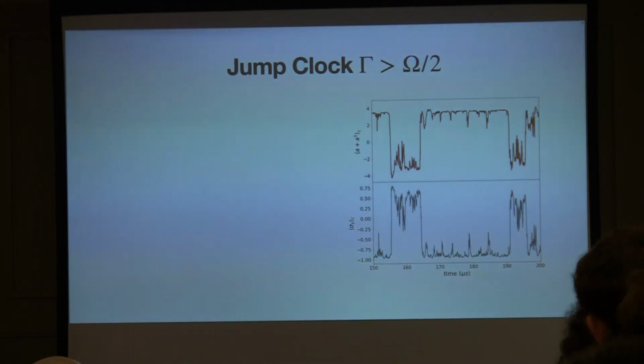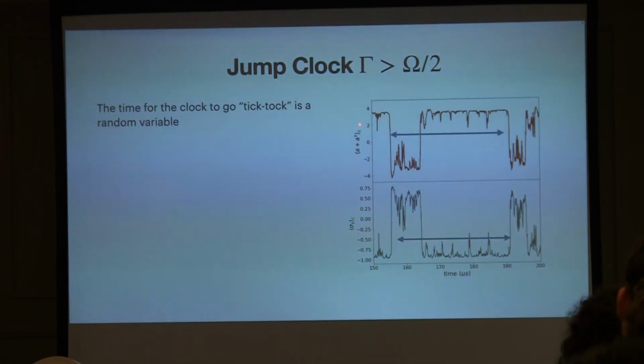So that was the oscillating regime. There's now the jump clock. The jump clock corresponds to the regime where the measurement strength is greater than half the Rabi frequency. And you can see now the behavior looks very different. Rather than these nice oscillating cycles, you can see this jump-like behavior, which Jared also spoke about in his talk earlier.